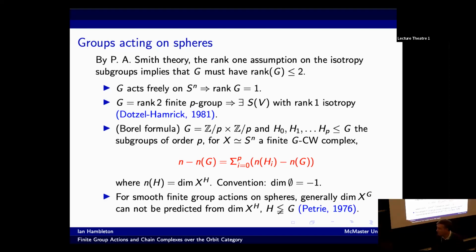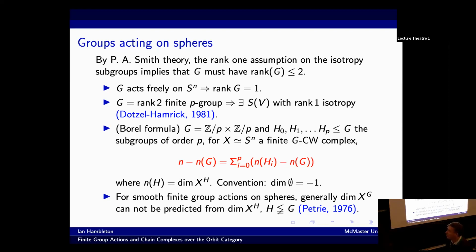And then in the 70s, Petrie showed that for general smooth actions on spheres, there is no such formula. You cannot predict the dimension of the fixed set from knowing the dimensions of the fixed sets of proper subgroups. Most dramatically, there are smooth actions with one fixed point on the sphere, which are drastically different from representation spheres, which will always have at least two fixed points, the north and south pole.